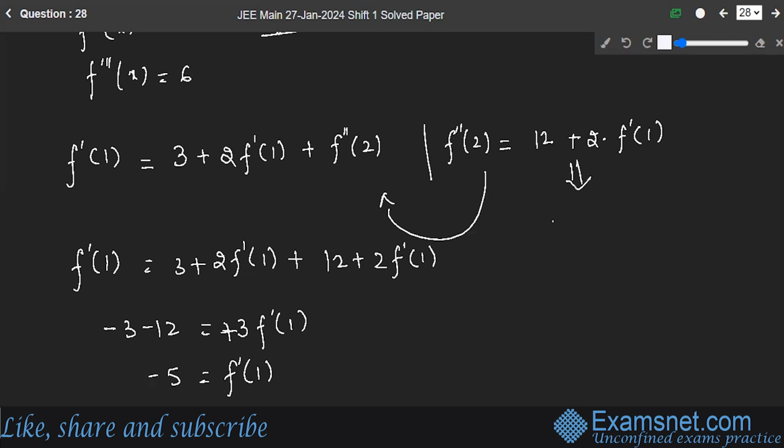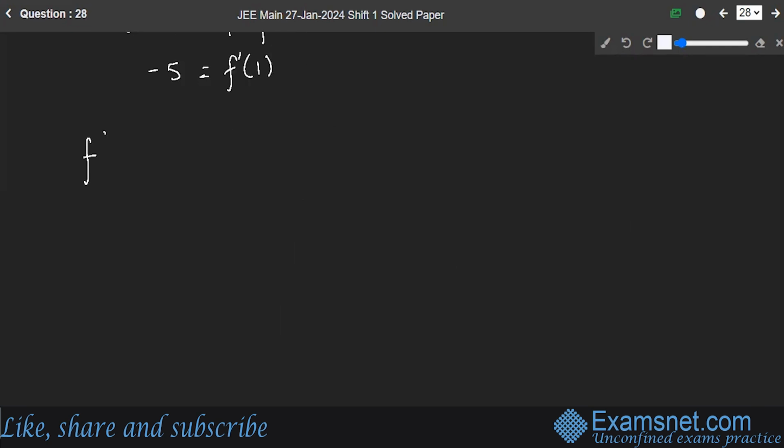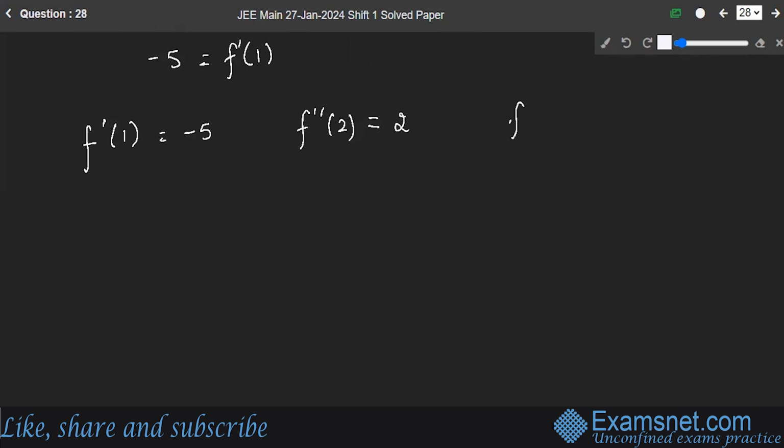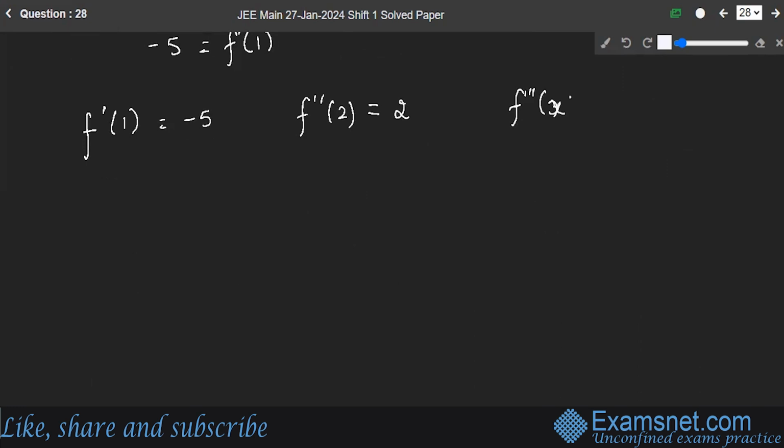From here, you will have f double dash 2, second derivative, 12 plus 2 into minus 5, which is equal to 2. Let's write down all the values. I have f dash 1 as minus 5, f second derivative 2 is equal to, I just solved, 2. And the third, whatever the value of x doesn't matter, it's always x.